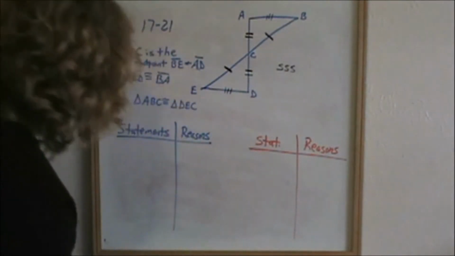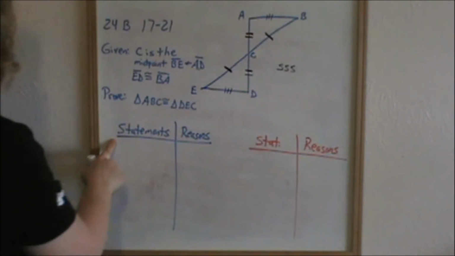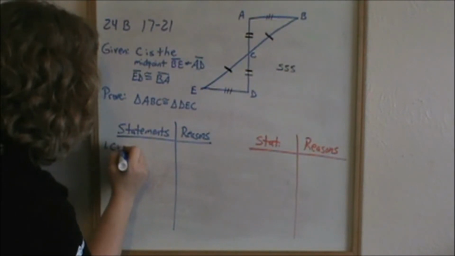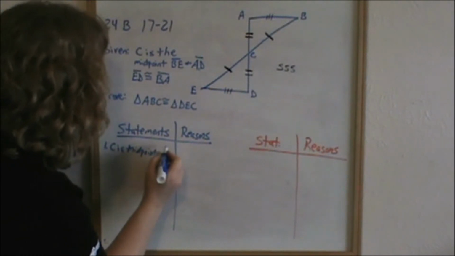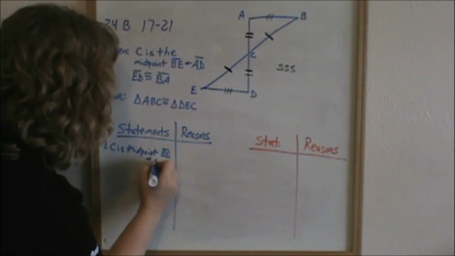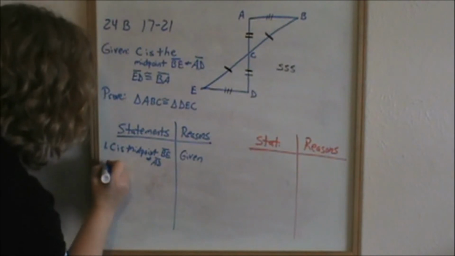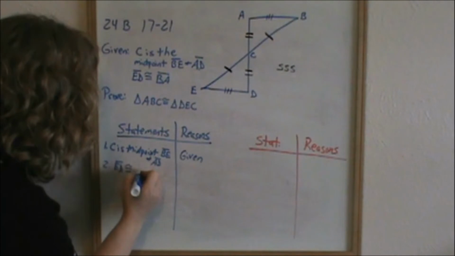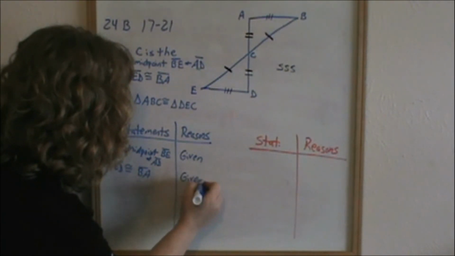Okay, now we go down to our statements and our reasons. The very first thing you always do is state your given. So given C is the midpoint of line segment BE, and I'll go ahead and put AD. Why? That was a given. Number 2, given was line segment ED is congruent to line segment BA. Why? That was a given.